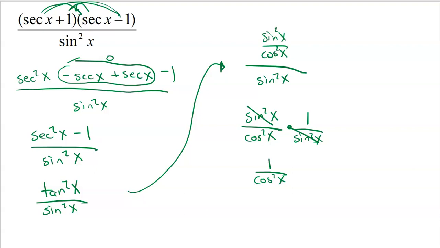But wait a minute. Reciprocal identities. 1 over cosine is secant. So 1 over cosine squared would be secant squared. There is a beautiful, beautiful, beautiful final answer. How about that? Really, really simple.